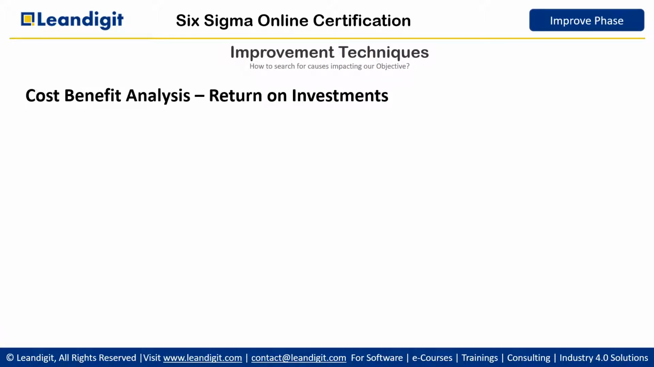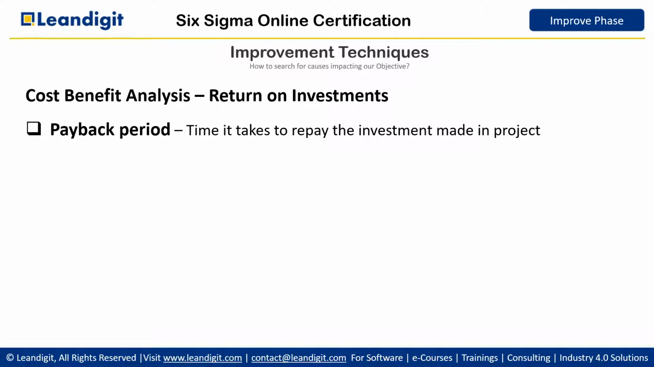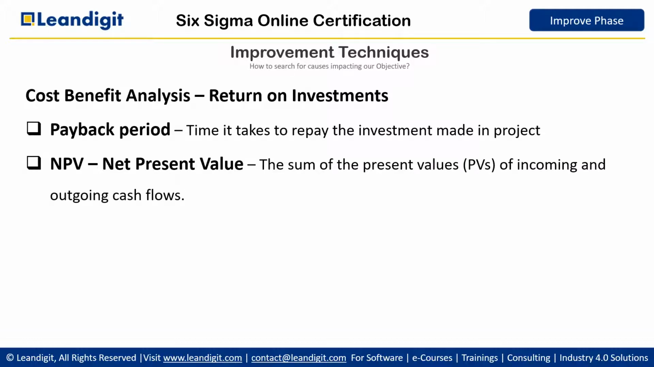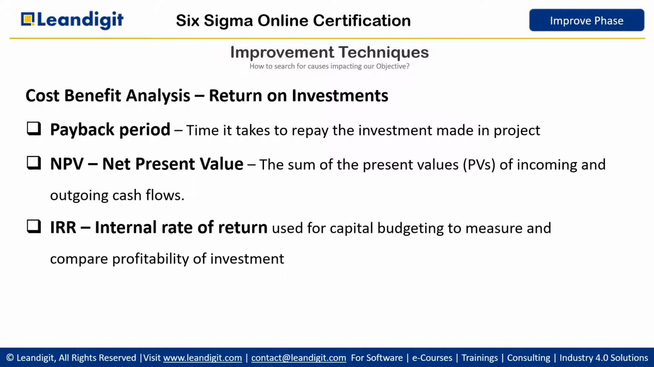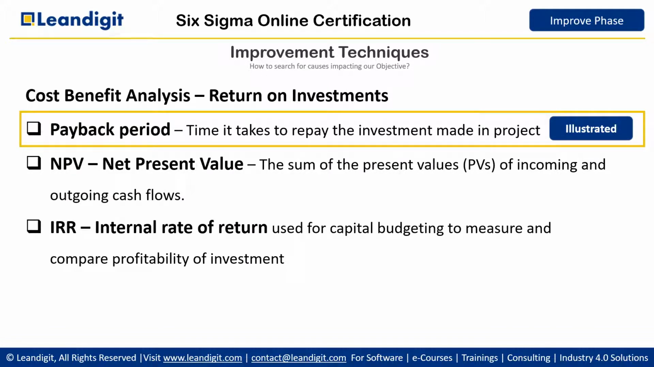Now we'll understand what is return and how to calculate return on investment. One of the very popular methods is payback period, and payback period is the time it takes to repay the investment made in the project. NPV is net present value. We see all the cash outflows and inflows and see what is the present value and see what is the difference between the present values based on the rate of interest. IRR is internal rate of return used for capital budgeting to measure and compare the profitability of investment. We will like to understand minimum payback period in this video.